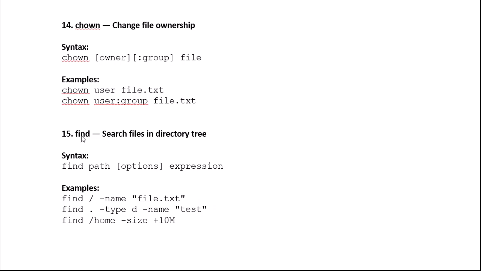And 15th is find, which searches the files in the directory tree. The syntax is find path, options, and expressions. First example is find slash hyphen name double quotes file.txt, then find dot hyphen type d hyphen name double quotes test, and find slash home hyphen size plus 10M.